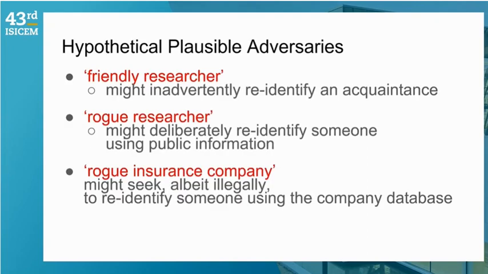You can read about it by imagining 3 hypothetical plausible adversaries. So they include a friendly researcher, who might inadvertently re-identify some acquaintance. Or you have the rogue researcher who is deliberately trying to re-identify someone using public information. And the worst one, at least in the Netherlands, should be the rogue insurance company who might, albeit illegally, try to re-identify someone using the company database.